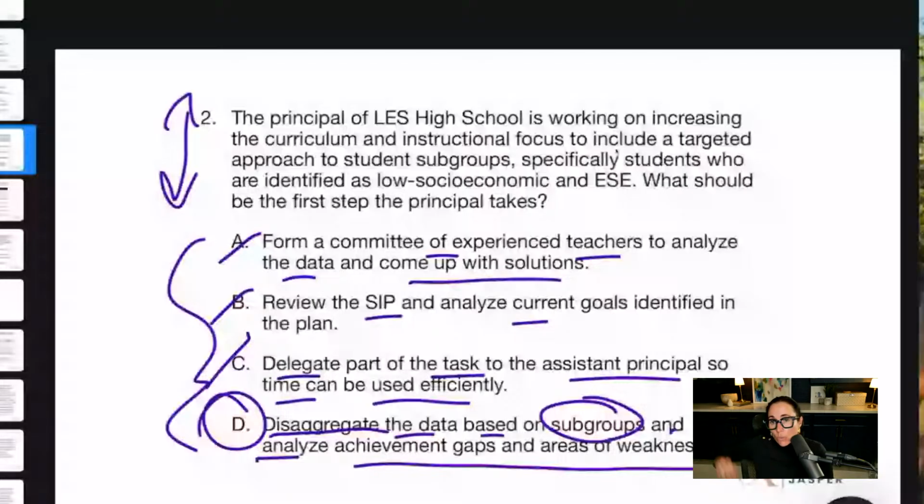What does that mean? We're digging deeper into the data. Maybe we have school grade data. Now we want to go by subgroup. We've got subgroup data. Now maybe we want to disaggregate by skill. Is it comprehension? Is it vocabulary? Is it fluency? You can go down even further and further. You can keep getting smaller to figure out that data.